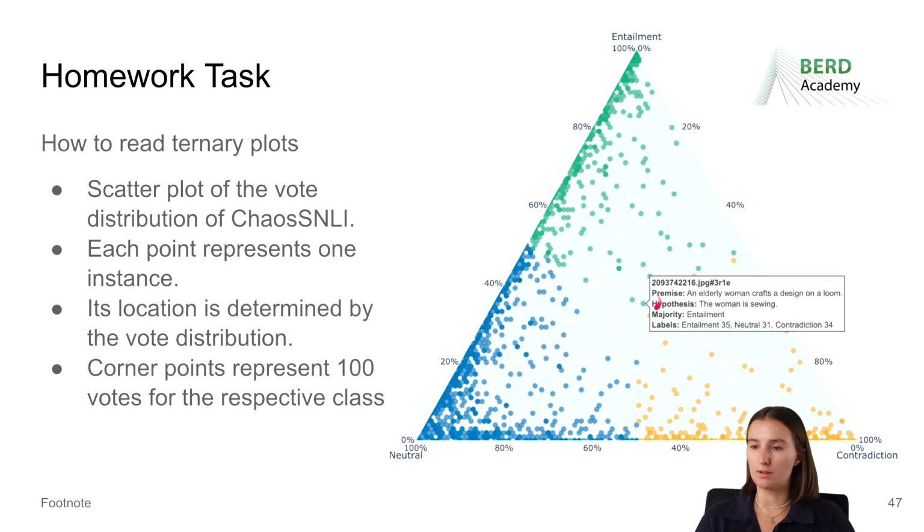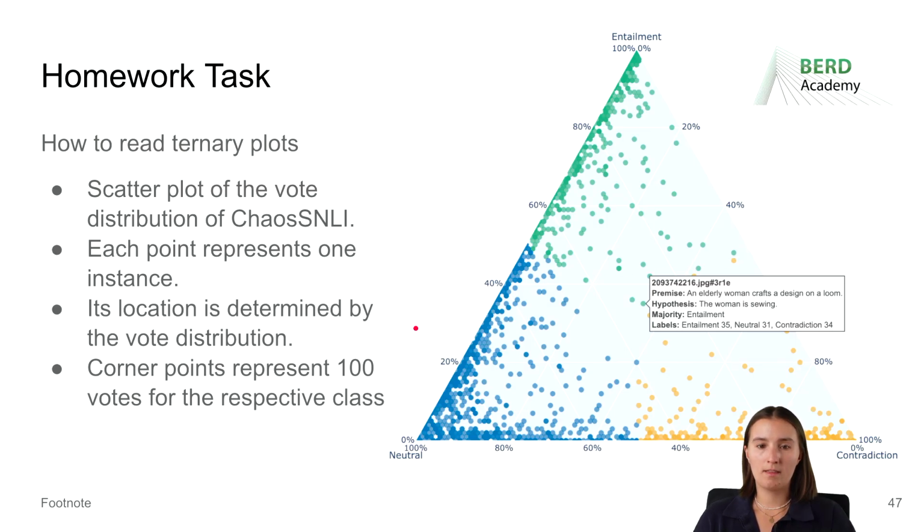For example, the one here in the middle, you can see it has 35 votes for entailment. You can read it like that because somewhere here is a horizontal line, 35% entailment. 31 are neutral, because if you go here, it's neutral, and 34 are contradiction. So this is the axis for contradiction.